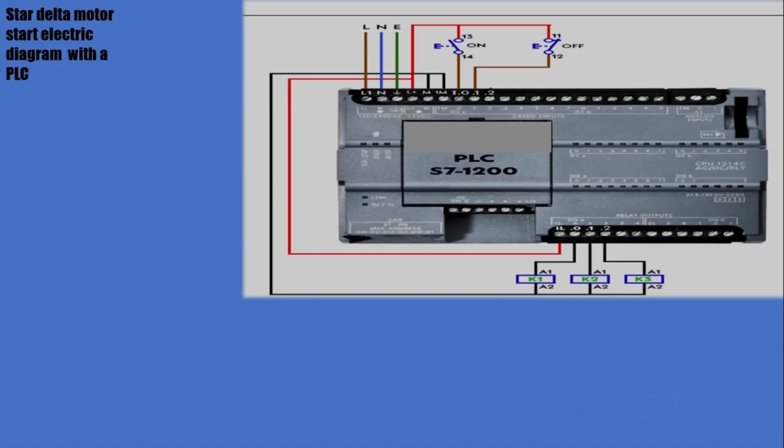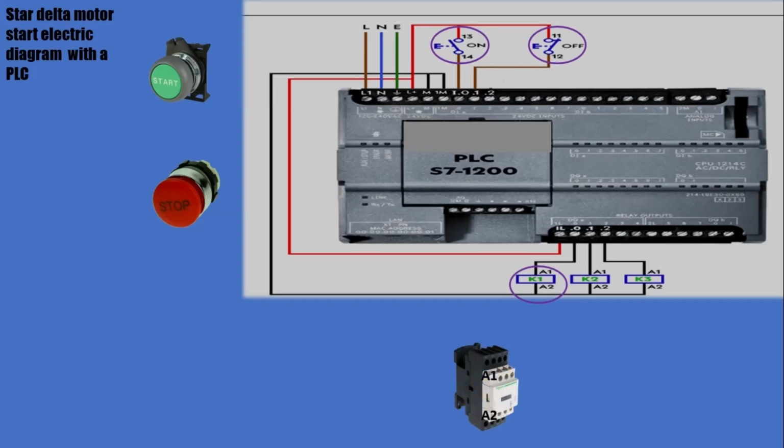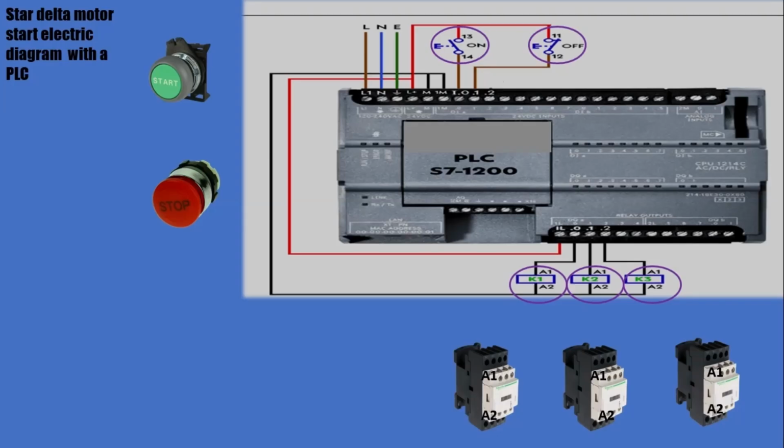Here is shown a basic wiring of Star Delta Motor Start with a PLC. As you can see, we have 2 push buttons as inputs, one for starting and the other for stopping the motor. As to the outputs, we have 3 contactors: KM1 the main contactor, KM2 for Star wiring, and KM3 for Delta wiring. The program will be as follows.